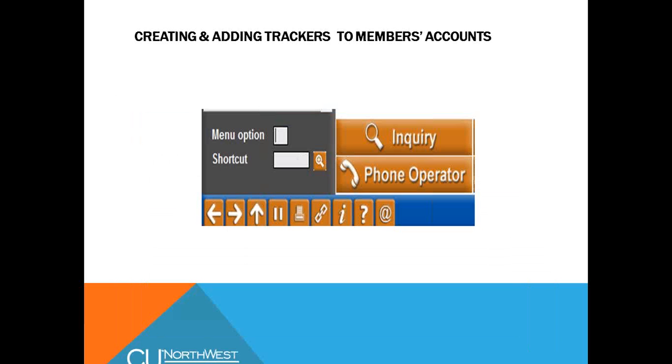So now we're going to add a new tracker to a member's account. What we'll need to do is access a member either through your member inquiry or phone operator at the bottom of any of your CUBase Gold menu or screen.